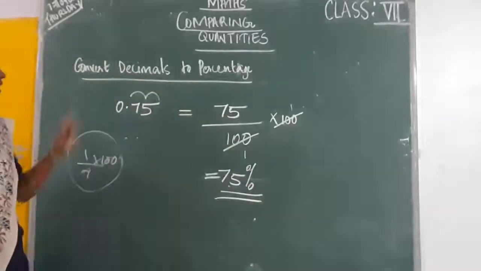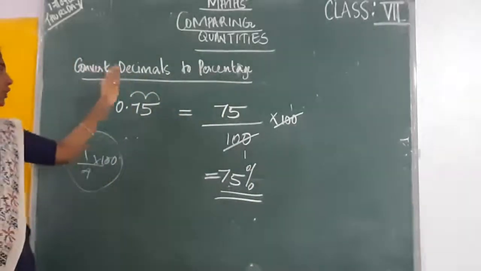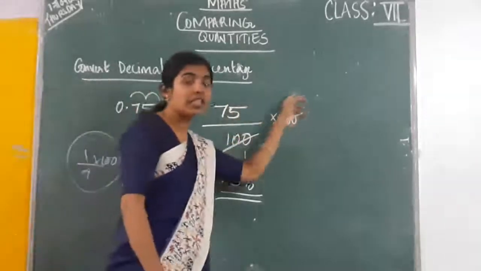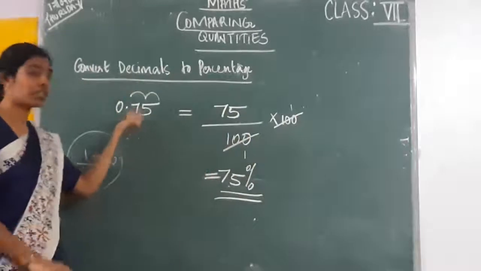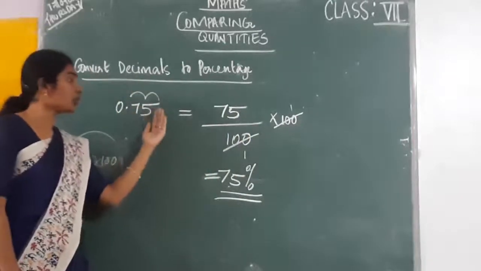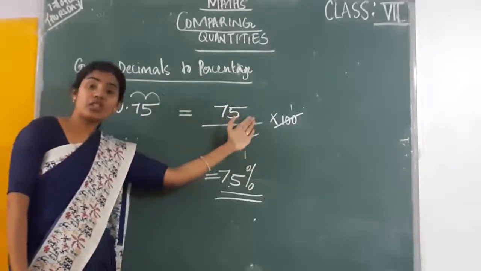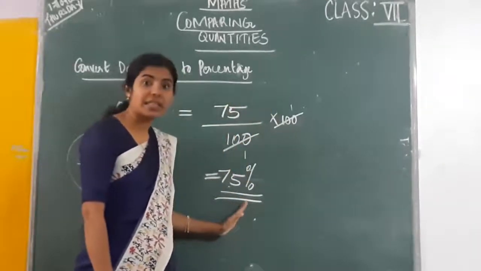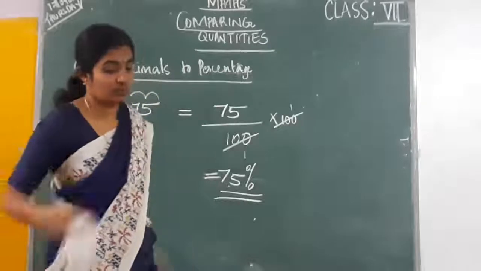75%. Again, listen: when you are given a decimal number, to convert it into a percentage, first you should convert the decimal into a fraction, then convert the fraction into a percentage. Okay.